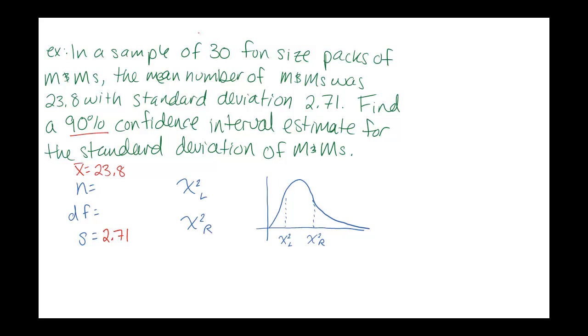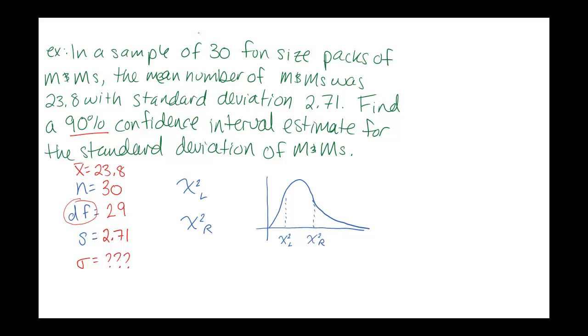So we're using 90% confidence, and we're trying to estimate the standard deviation of the whole population, or sort of any pack of M&Ms. Now the n value here was how many things were in our sample. There were 30 packs in the sample, so that would be n. And the degrees of freedom for the chi-square distribution, this is the same as for the t-distribution. This is going to be one less, so 29.